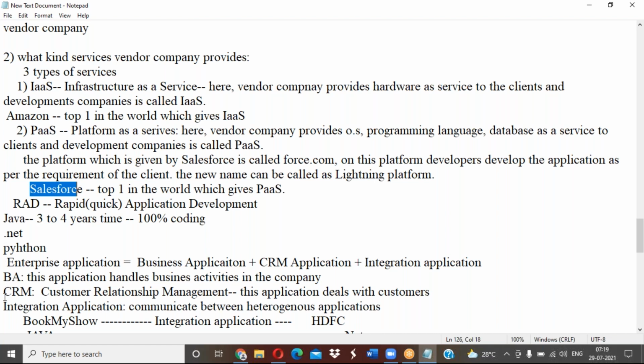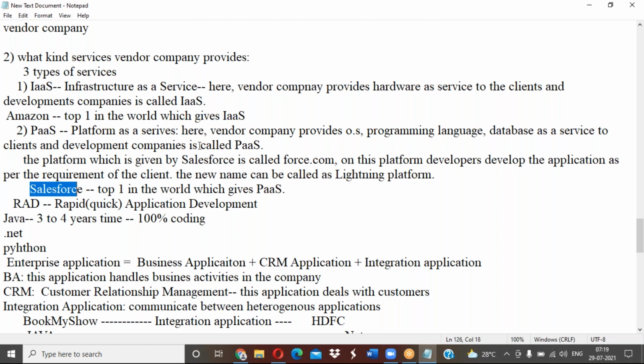So Salesforce gave one of the beautiful platforms for the developers. I will provide the management contact number, no problem. Okay. Thank you.